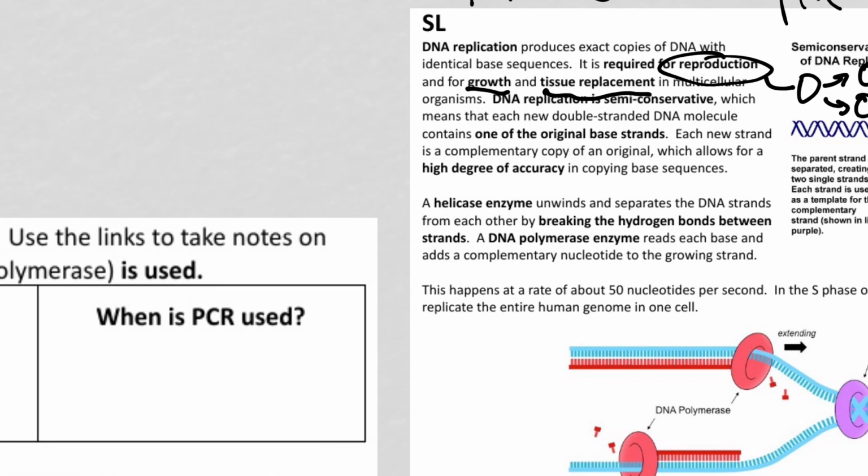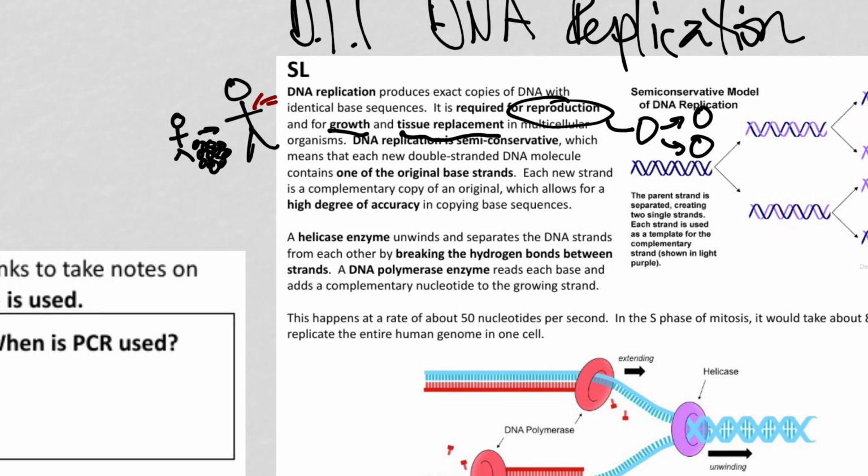We should draw that. So when you are growing into this mature person that you are becoming, you are going to need to make more and more cells. And so you're going to need to copy your DNA so that all of those cells have that same DNA. And the same is true for tissue replacement. So if you get a cut, you're going to have to replace those cells with exact copies of the ones that were there before. And so you're going to need to copy your DNA in order to do that.